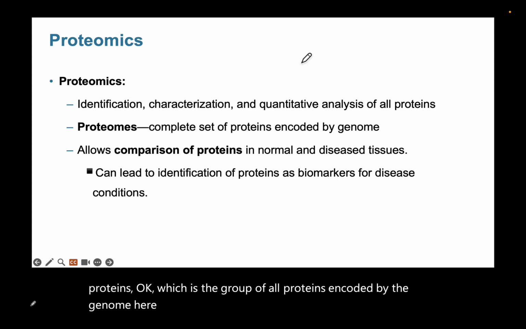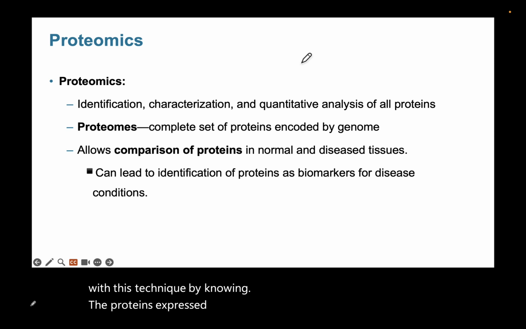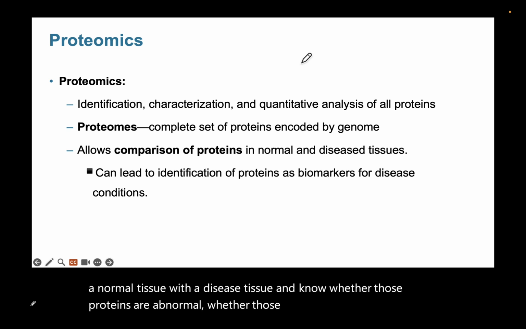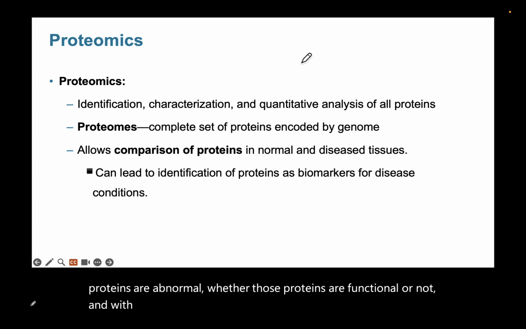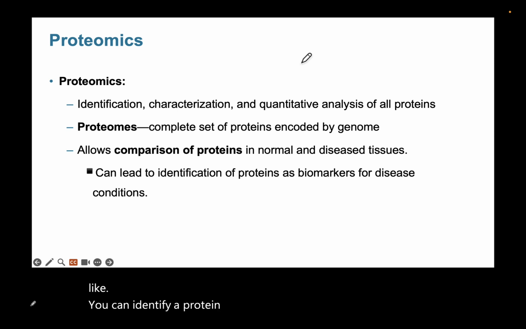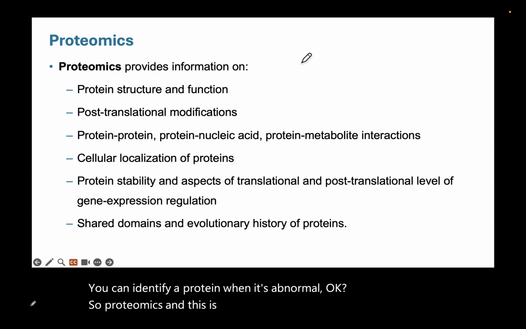Here, with this technique, by knowing the proteins expressed in that tissue, we can, for instance, compare a normal tissue with a diseased tissue and know whether those proteins are abnormal, whether those proteins are functional or not. And with that, you can actually create biomarkers for disease conditions. Okay, so if you know what a normal protein should look like, you can identify a protein when it's abnormal. Okay, so proteomics, and this is my last slide.